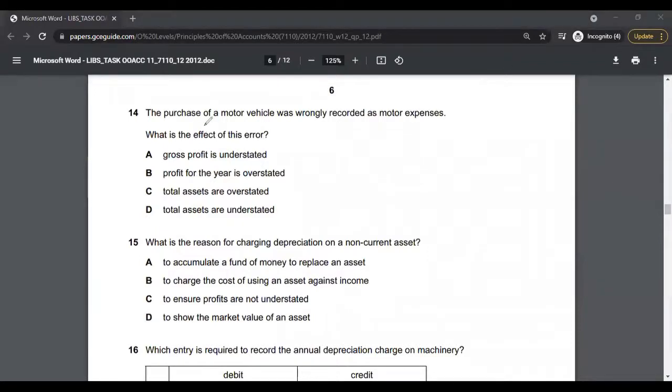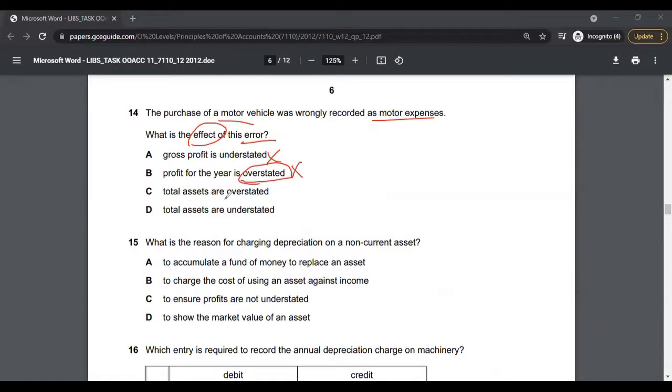Multiple choice 14. The purchase of a motor vehicle was wrongly recorded as motor expenses. What is the effect of this error? Gross profit understated? No, because motor expenses are actually deducted from the gross profit. So it does not really affect gross profit. So answer A is wrong. Option B, profit for the year is overstated. No, profit for the year would be understated. So therefore, that's why it's wrong.